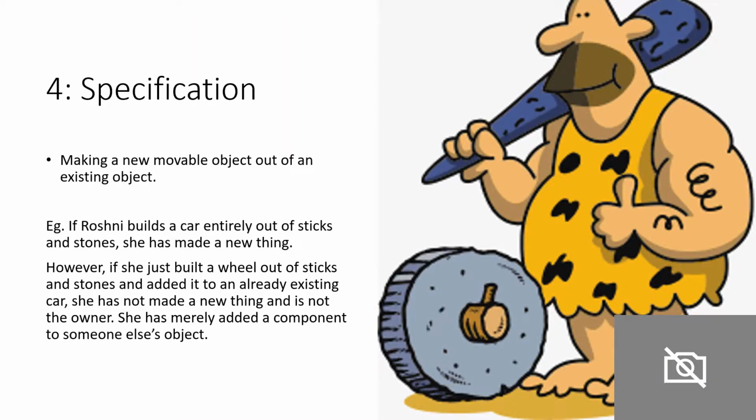This 4th method of acquiring ownership is called specification, and it basically just means to make a new object. You've made something that no one else can make a claim of possession to. It's yours. You become the owner of it now. I put the example of someone making a car entirely out of sticks and stones, and that counts as making a new thing. What doesn't count is if you build a little part and attach it to something that already exists. Then you're not the owner of that. It's become a component of something else that somebody else owns.